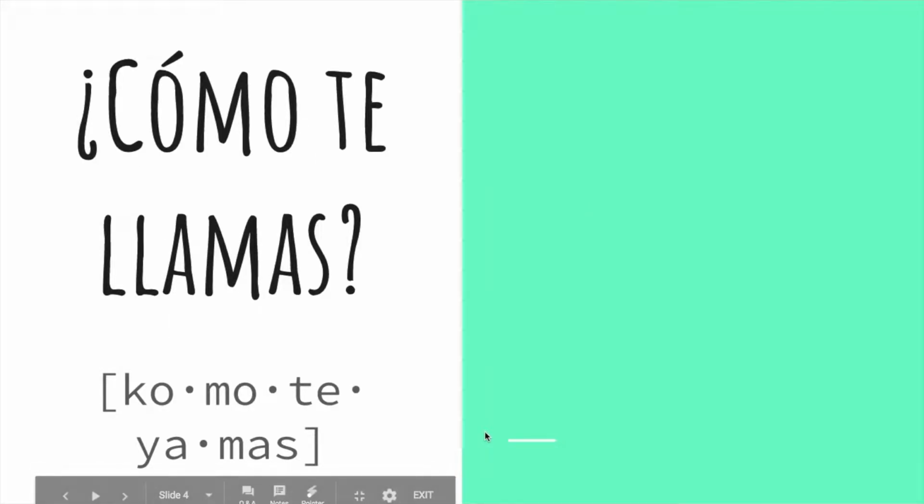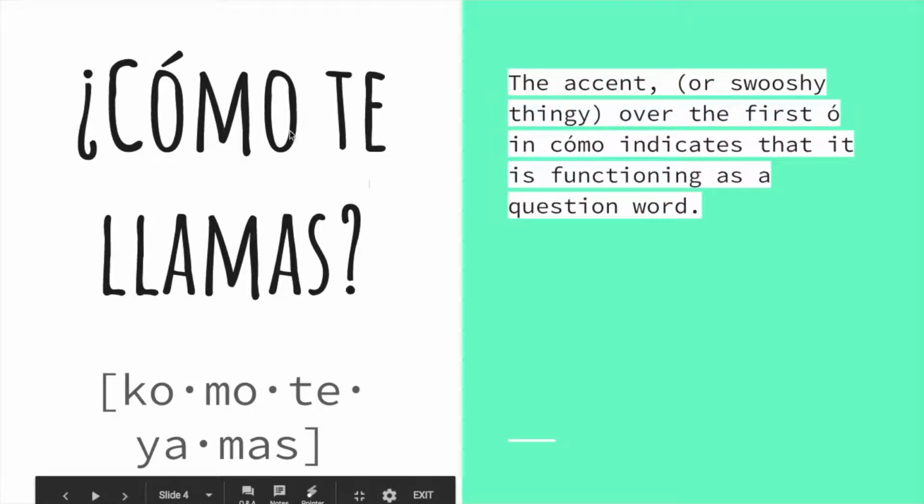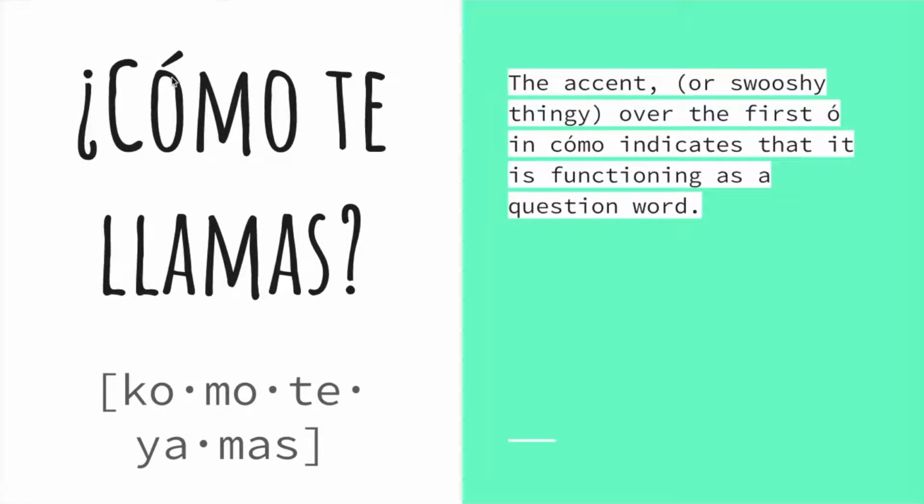The next phrase that we have is ¿Cómo te llamas? Repitan, ¿cómo te llamas? So the first thing I want to point out is this mark right here, this swooshy thing, whatever you want to call it. It's called an accent. It goes over the first O in the word cómo. That indicates that this word cómo is functioning as a question word because it has other uses in Spanish. And one of the functions of the accented letter is to indicate the meaning of the word. So if you write it without the accent, it can mean something completely different. And in this case, you need it because you are asking a question.